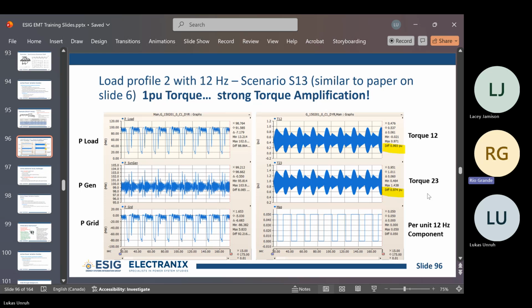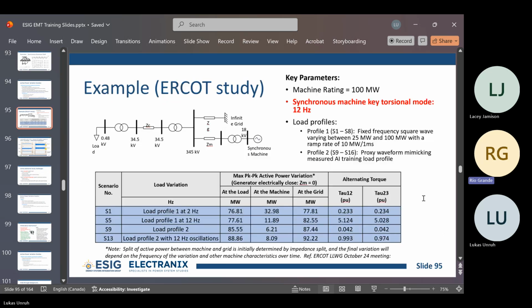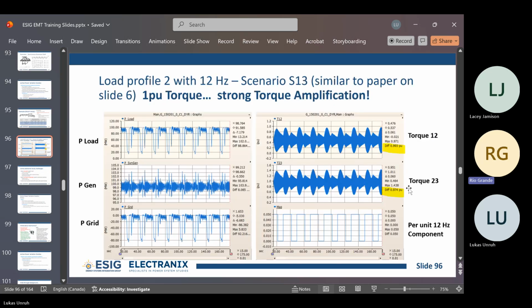So this is a pretty good sign, a good indicator to ERCOT, that this could be a real problem for certain network conditions and for certain load profiles. This could definitely cause damage on the shafts of synchronous machines.